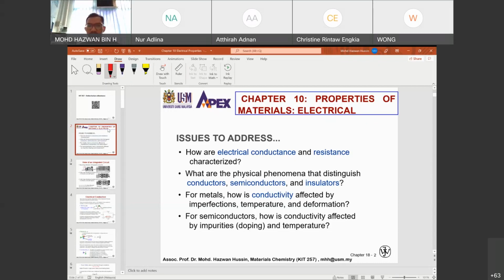But at the same time, how do we look at the conductivity? Temperature is another example. If you increase the temperature, what's going to happen with the electrical properties? Either it's going to increase or decrease. And finally, deformation. If you put some stress on a material and it deforms, what would be the electrical properties? Is it going to be similar or different? And for semiconductors, how is conductivity affected by impurities, by doping, and temperature?